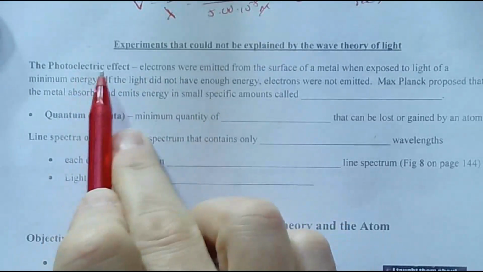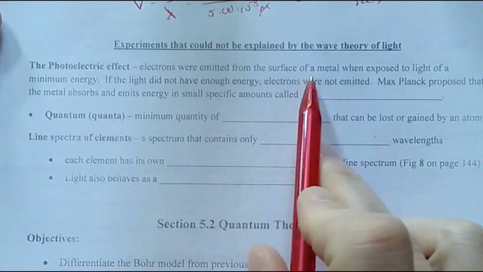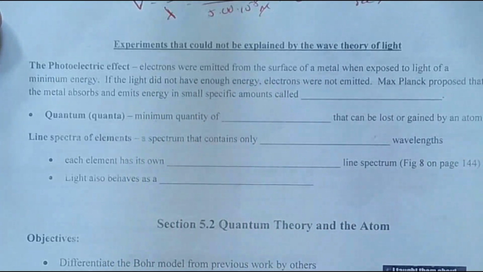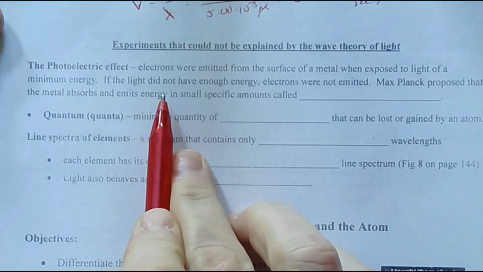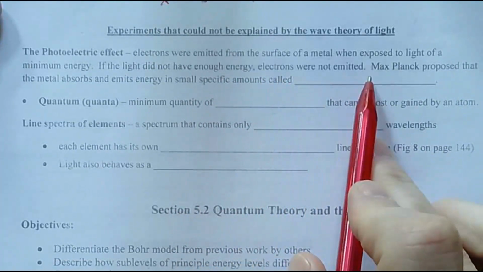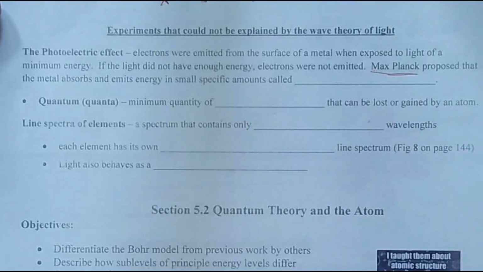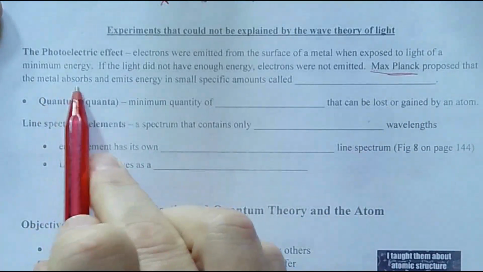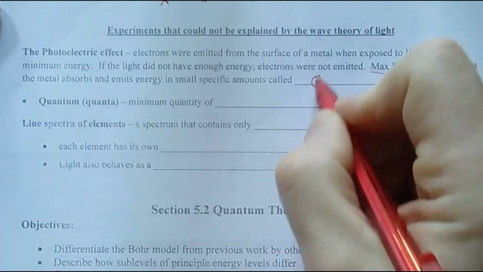The photoelectric effect is just defined as electrons being emitted from the surface of a metal exposed to light of a minimum energy. If the light did not have enough energy, the electrons were not emitted or given off, and a scientist, Max Planck, proposed that the metal absorbs and emits energy in small specific amounts called quanta.